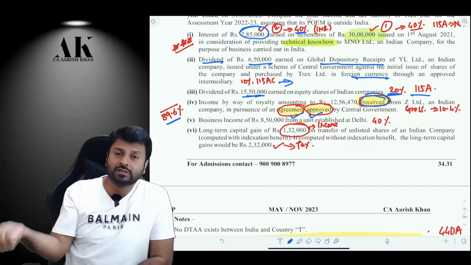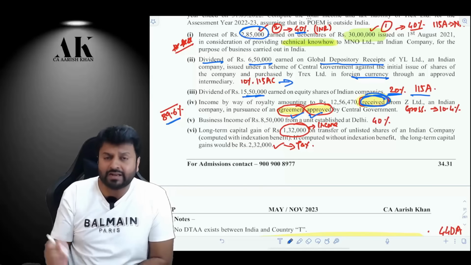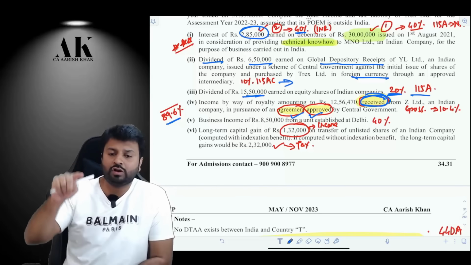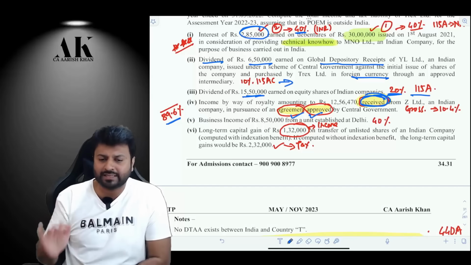You have to gross it up. Be very careful. Whenever the word received comes, you have to gross it up. So when you gross it up, it will come to somewhere around 14 lakhs, and then you will compute tax at the rate of 10.4%.